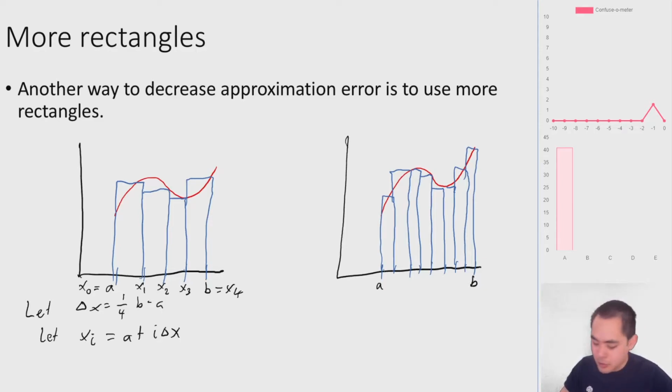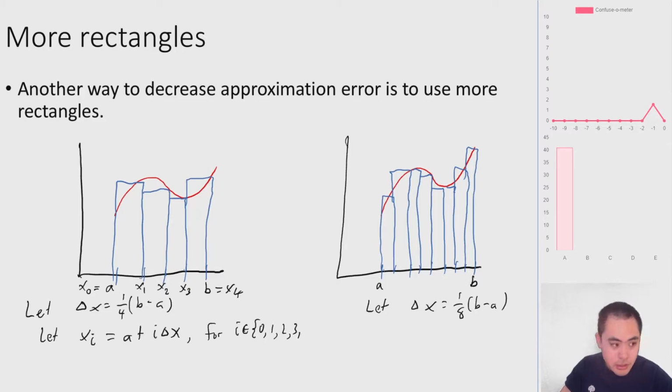And you can do the same thing over here, though I'm not going to write it out entirely. So delta x is equal to 1/8, because we want 8 rectangles that we use to build up this sum. Let's see, this is i in 0, 1, 2, 3, 4. And here it's let x_i be equal to a plus i delta x for i from 0 through 8. Okay, and here we can take the area to be approximately equal to the sum from i equals 1 to 4, since we have 4 rectangles, of delta x times f of x_i.